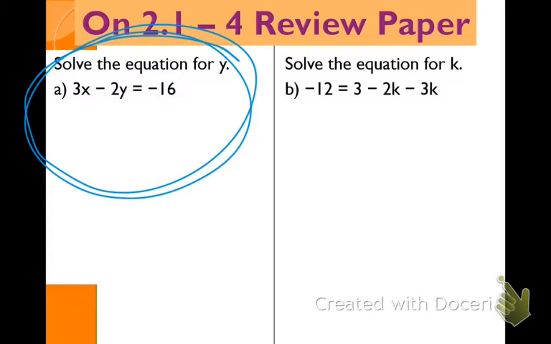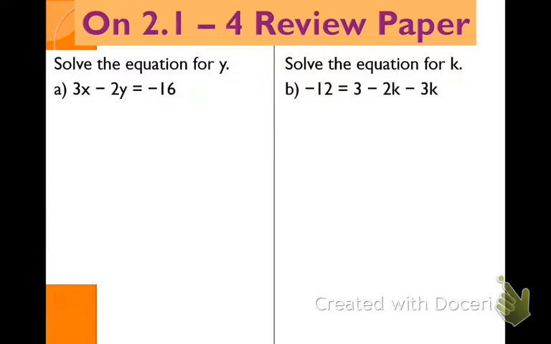So again, this is on 2.1 to 4 review. So the paper we started on before. Because again, on the homework, you will have to do a problem like this. So the paper we started with, yep, right there. Okay. So what is our goal? What do we want to solve for? Y. Do I need to justify each step, or it doesn't say it? Doesn't say it. So I can just solve for Y.